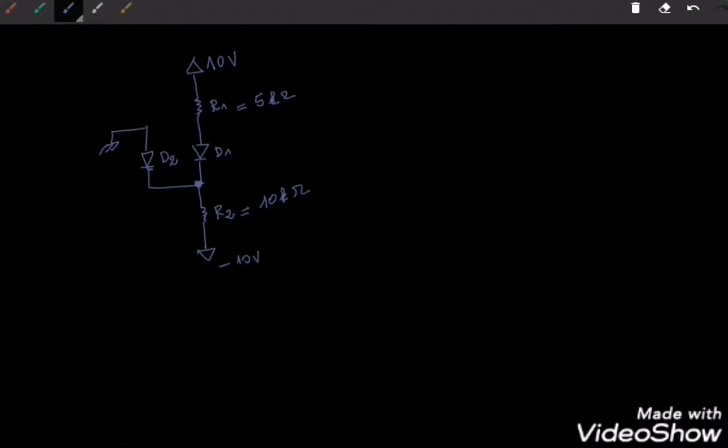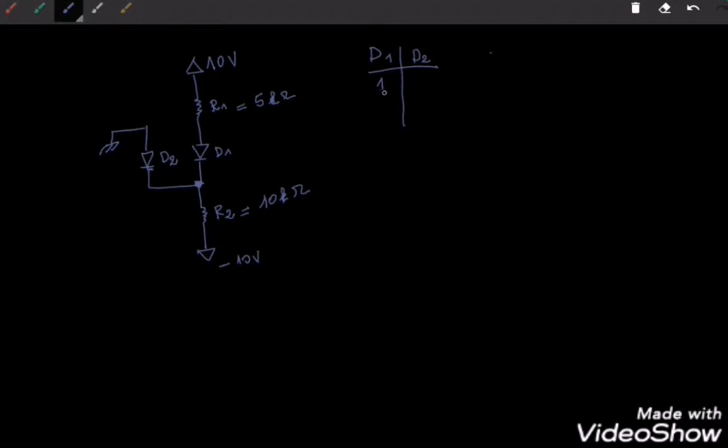So there are 4 hypotheses we can make about the conduction states of these 2 diodes. We have 2 diodes, which means that we would have 4 possible hypotheses. Let me illustrate these hypotheses. So this is diode 1 and diode 2. If a diode is conducting, I would denote it 1, and if it's blocked, I would mark it by 0.